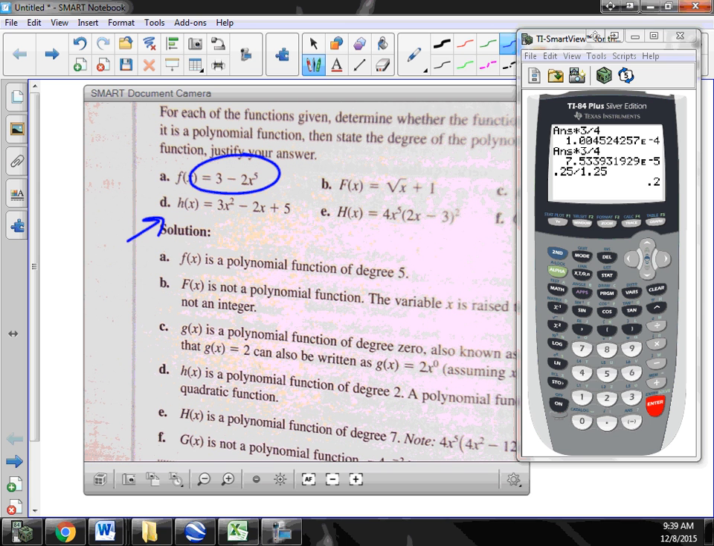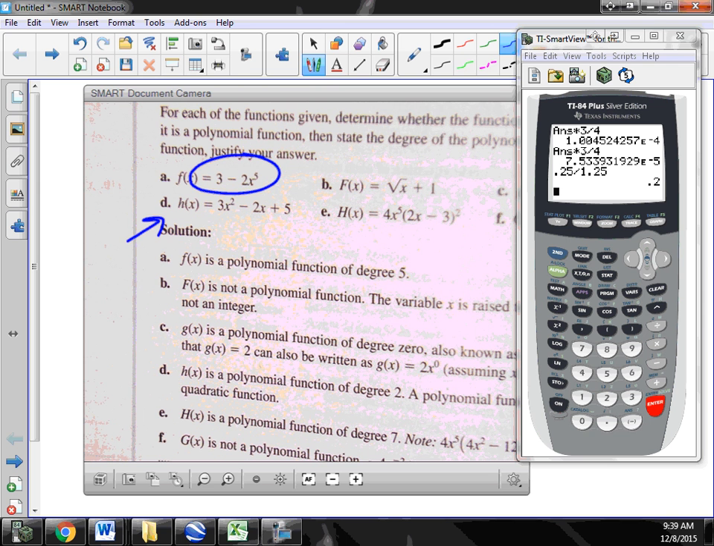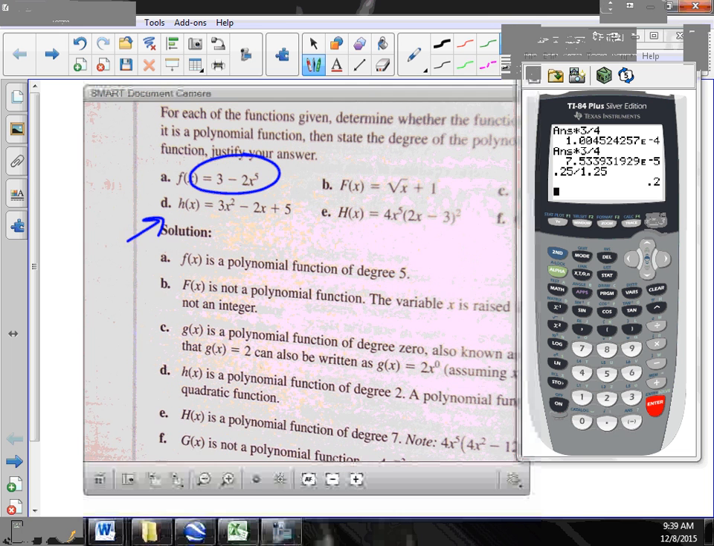What about D? Yes, what type of polynomial is it? Trinomial, and what's its degree? The biggest exponent is 2. What about H? Is it a polynomial? If we multiplied it out, it would end up being a polynomial. Can you figure out what its degree would be?